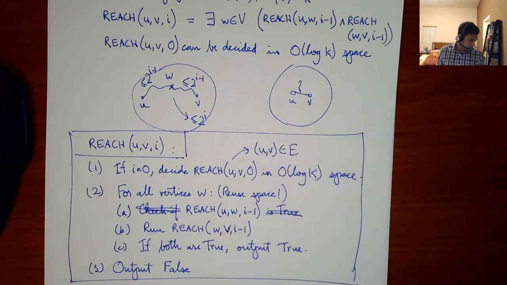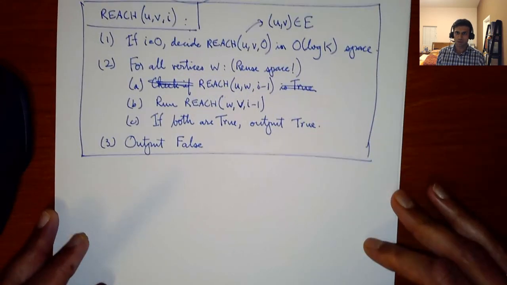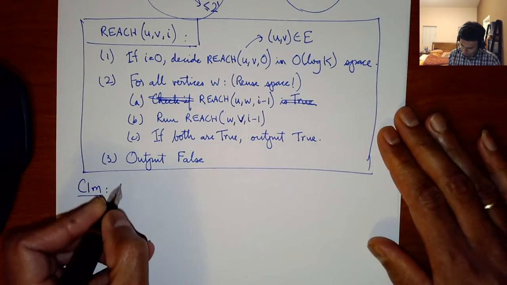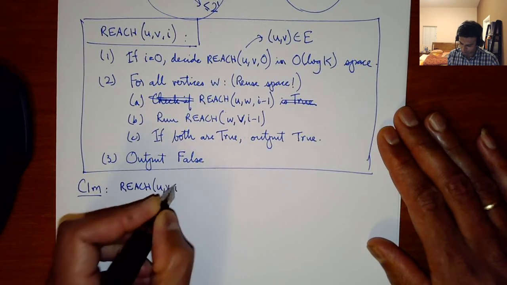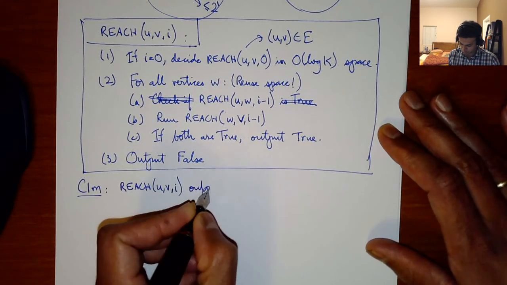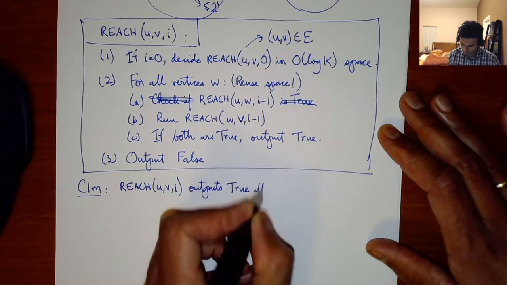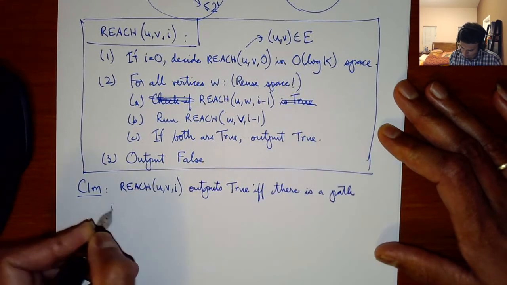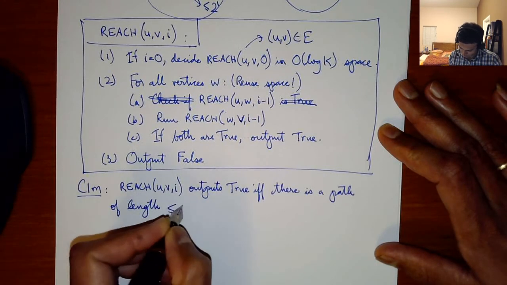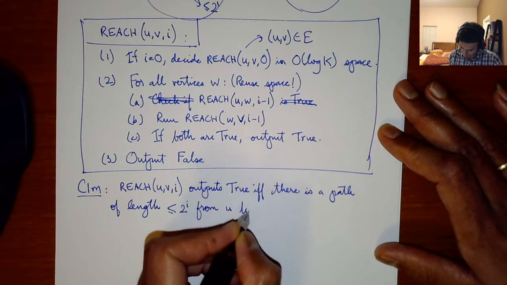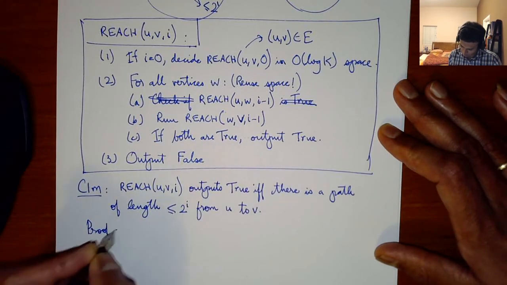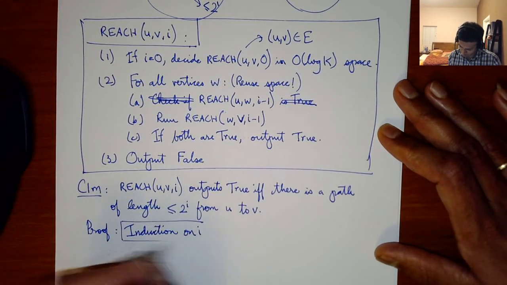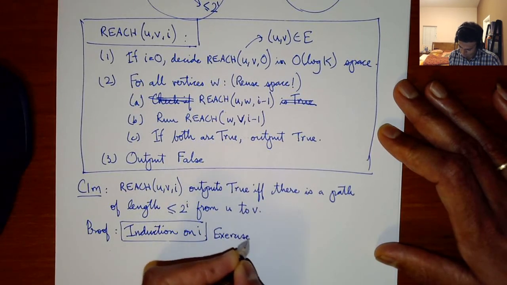Okay, so now we need to think about it. I'm going to write this claim, which hopefully you can convince yourself of: reach(U, V, I) outputs true if and only if there is a path of length at most 2 to the I from U to V. The proof is just by induction on I. I'll leave this as an exercise. So that's the proof.